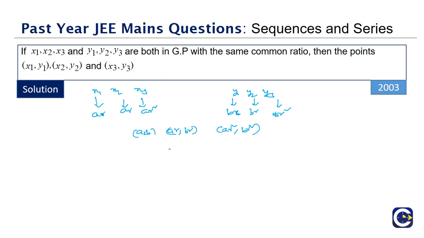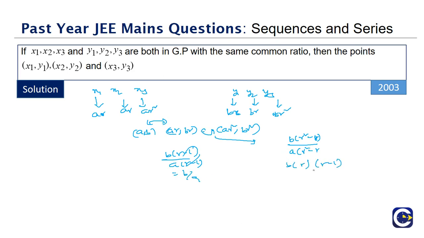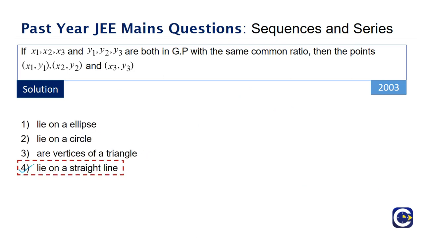So if you take the slopes between them, what you will get is B into R minus 1 by A into R minus 1. And the other slope is B into R square minus BR by A into R square minus AR. Between these 2 points, this slope, between these 2 points, this slope, what you will get is B by A. Here if you take B into R common, R minus 1 by A into R minus 1, R minus 1 cancels, R cancels. So B by A. So if two slopes are equal in these 3 points, then these 3 points must lie on a straight line. So the final answer for this question is lies on a straight line.